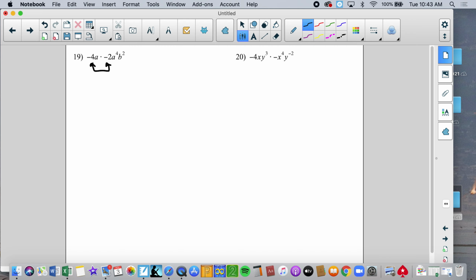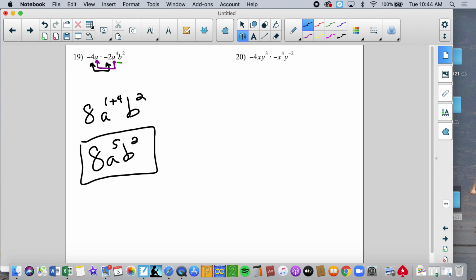Coefficients first, negative 4 times negative 2 is positive 8. We have like bases. We have a to the first and a to the 4th. So that's a to the 1 plus 4. And then we have a leftover b in there. That is b to the 2nd. We're going to simplify. 8a to the 5th, b to the 2nd. We have positive exponents, so we don't have to do anything.